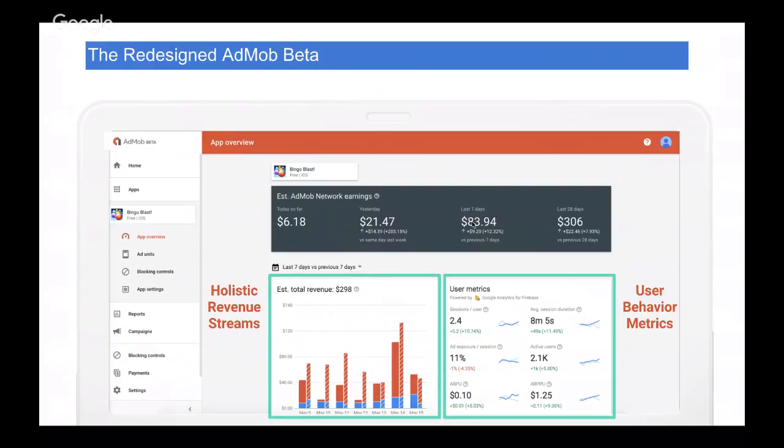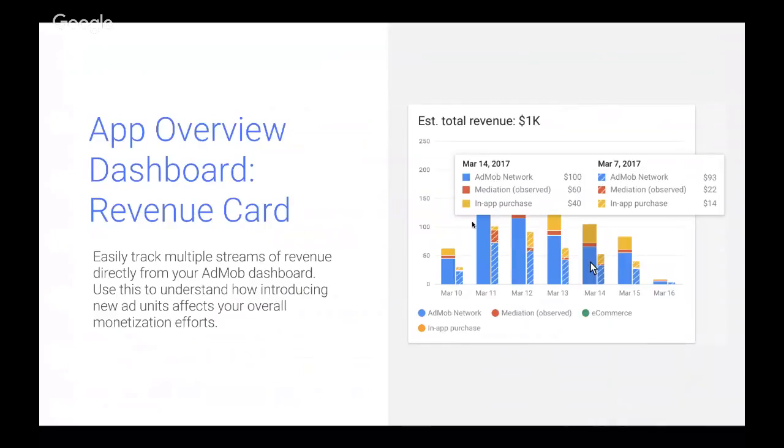Yeah, exactly. And so once you link your apps, these two cards are enabled, which offer you the insights that we just discussed. So one is around holistic revenue streams. So you can actually see how much of your revenue is coming from mediation versus AdMob traffic, and how e-commerce and in-app purchases are performing for your apps. So these enable you to track multiple streams and really understand how your monetization is working for you and what changes you need to make.